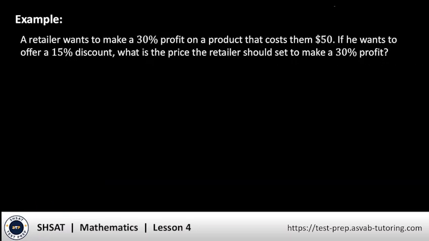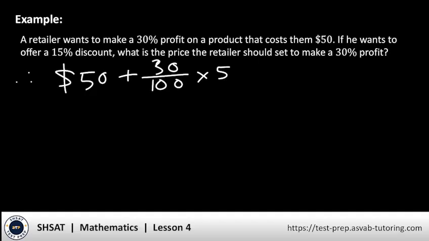A retailer wants to make a 30% profit on a product that costs them $50. Okay, so the cost is 50. He wants to make 30% profit on it. So if I want to make a 30% profit on the cost, let's do that. What was the cost again? The cost was $50. And on top of the $50, you are adding 30%. So what should I do? I am going to do 50 plus 30% or 30 over 100 times 50.